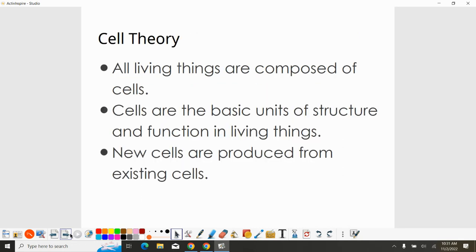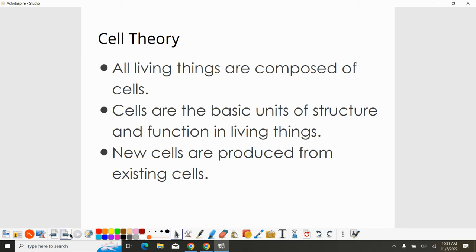Again, all these ideas are combined together into cell theory. Cell theory is a combination of all the ideas that everyone from Hooke through Virchow came up with in a single unified idea or theory.